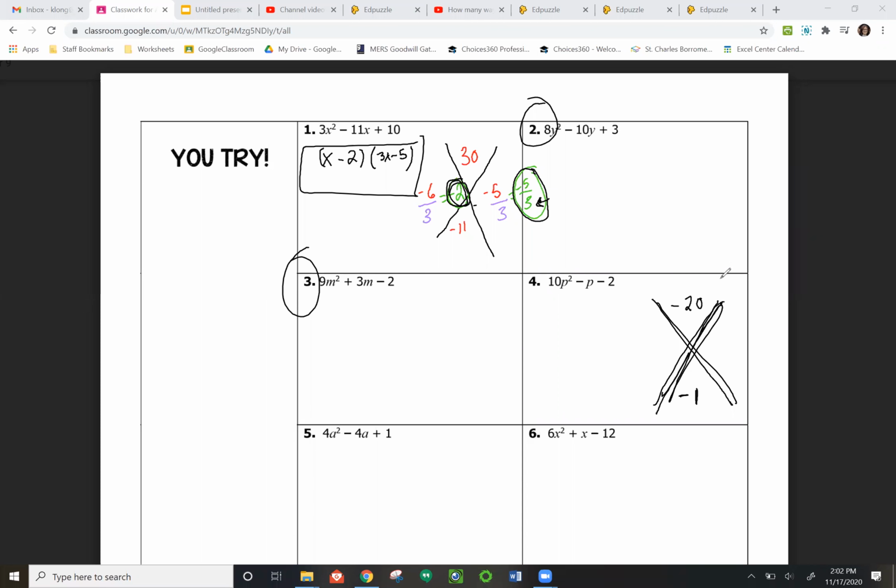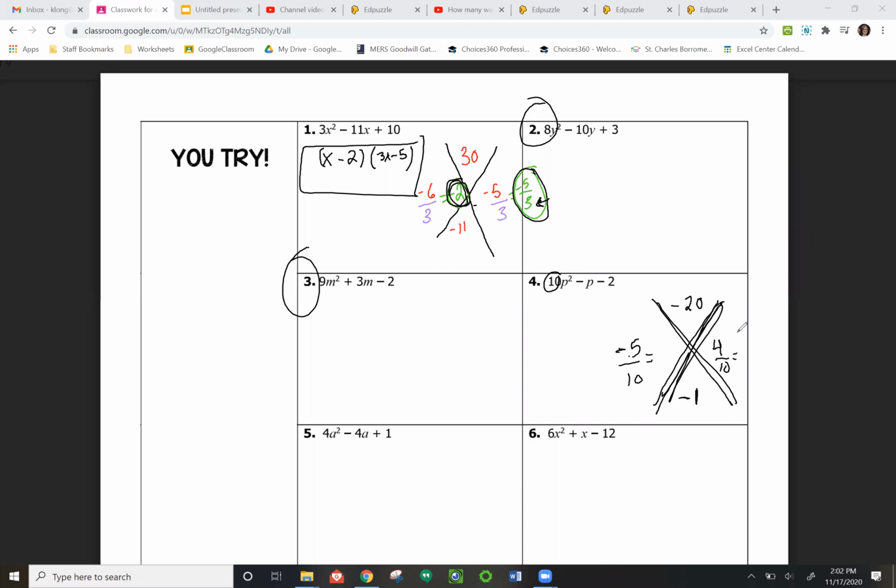So we need two numbers that multiply together to give me negative 20 and add together to give me negative 1. I'm thinking that negative 5 and positive 4 meet both of those requirements. Negative 5 times 4 is negative 20. Negative 5 plus 4 is negative 1. So I've got my numbers. Now we divide by a, which is 10. And we simplify.